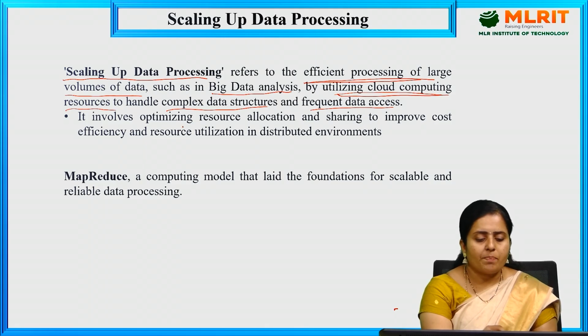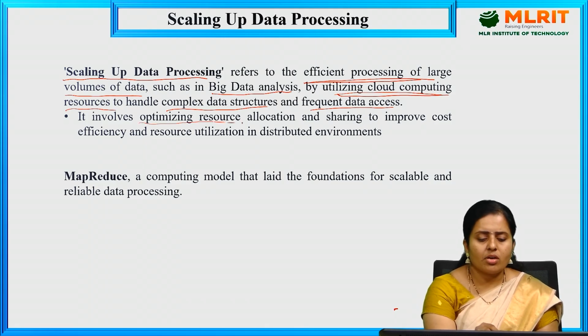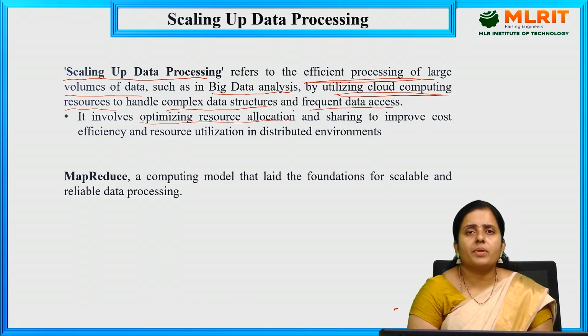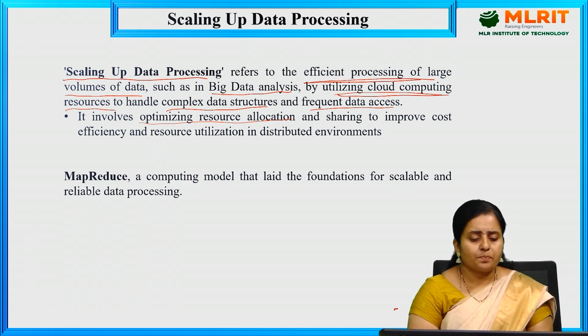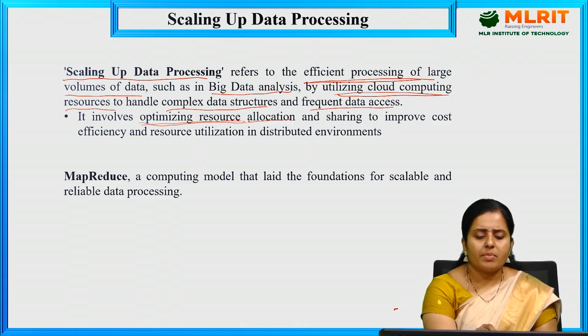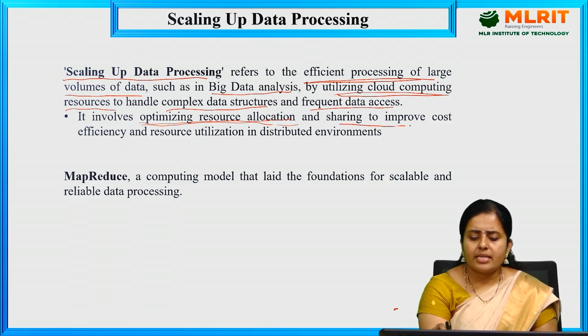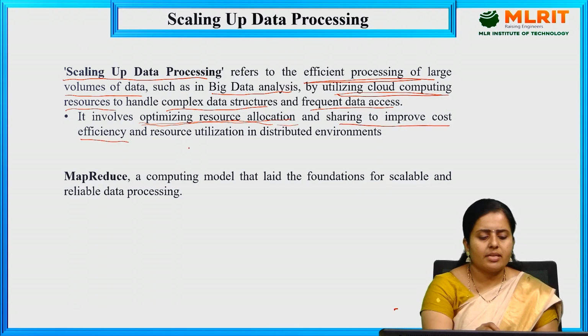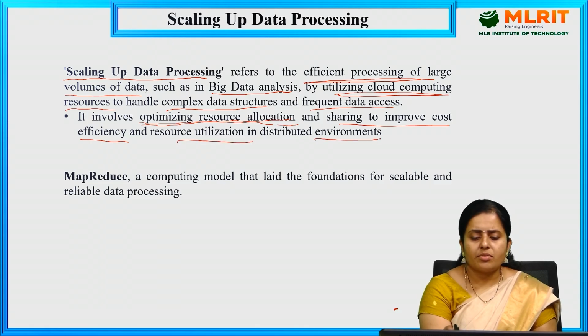It involves optimizing resource allocation. If we talk about data, we have to think about optimizing the resources, right? Why? Because as the number of resources increases, there may be a chance of increasing complexity. So that is the reason that if you want to process any kind of data, the important thing is that we have to optimize the resources. Sharing involves optimizing resource allocation and sharing to improve cost efficiency and resource utilization in a distributed environment.